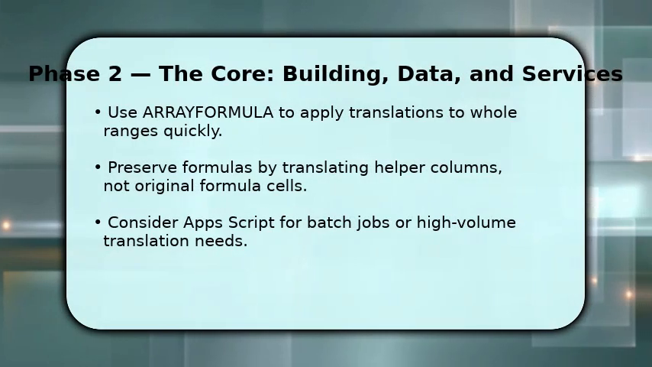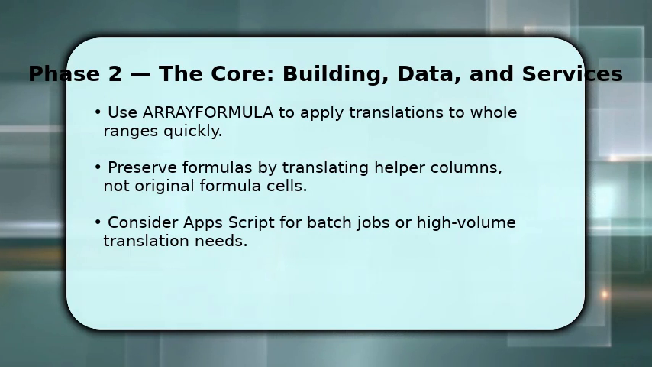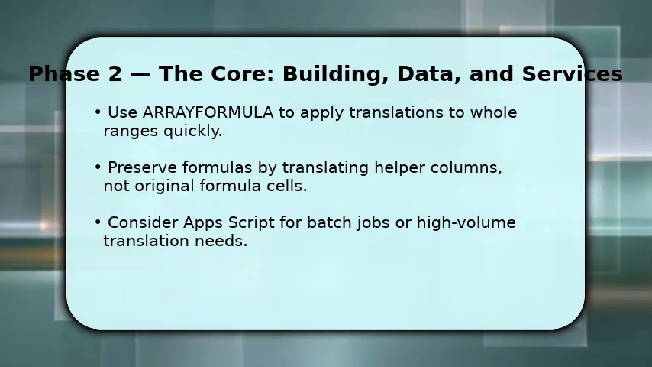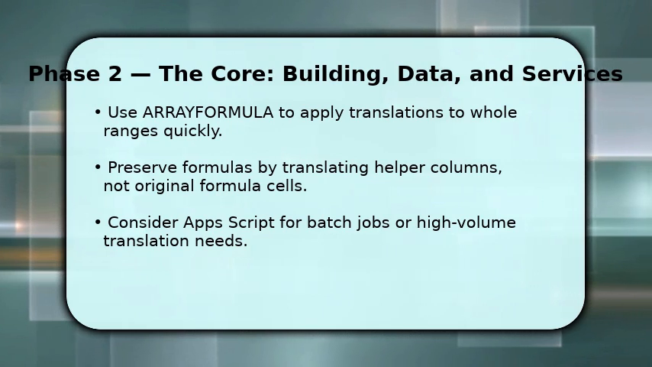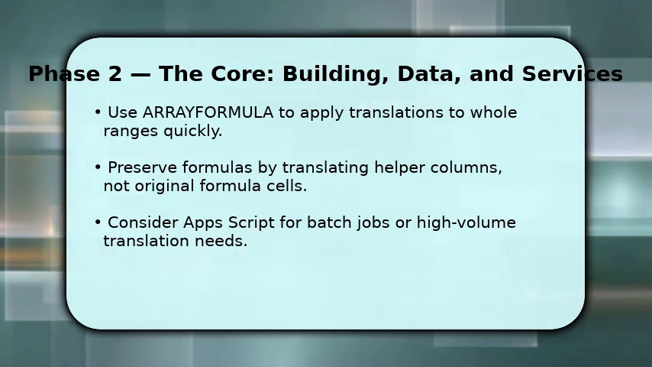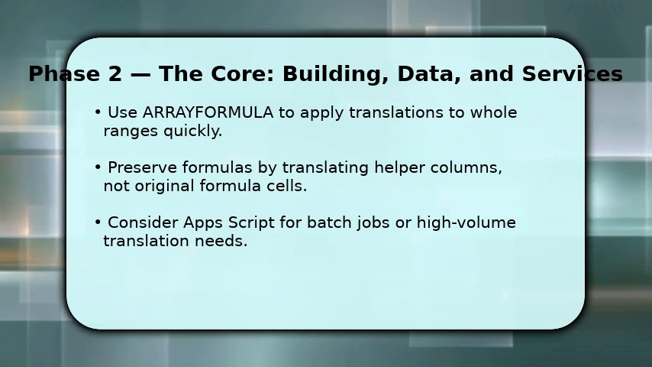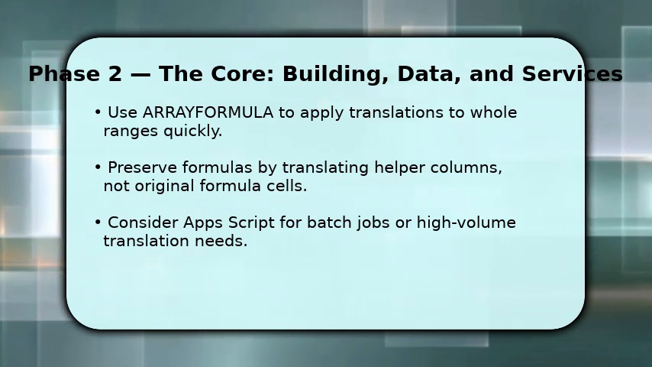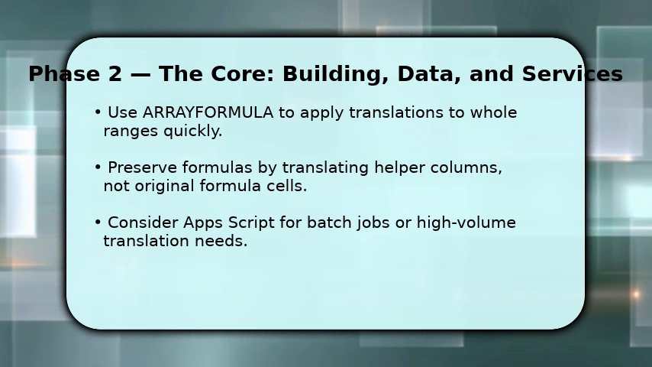Once the single-cell test works, scale it. Wrap GOOGLETRANSLATE in ARRAYFORMULA to translate A2 across the whole column automatically, which saves manual copy down. Make sure to translate raw text, not cells containing other formulas. You'll keep data integrity by creating helper columns.